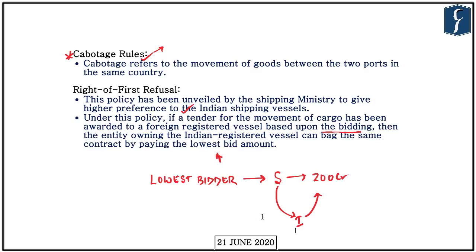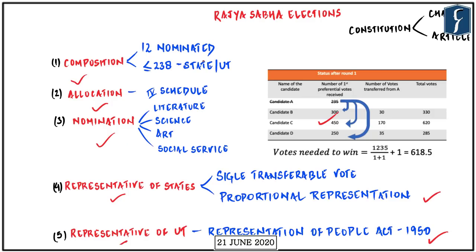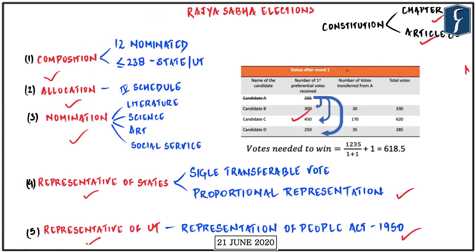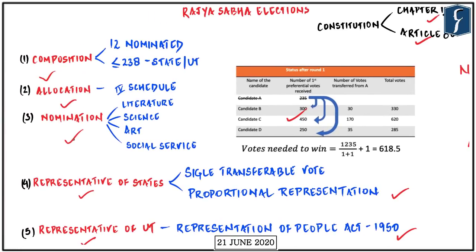Let's now move on to the prelims summary. From the perspective of the prelims examination, it is important to keep in mind that Chapter 2 of Part 5 deals with the Parliament, and Article 80 specifically deals with composition, allocation, nomination and representation from states and UTs in Rajya Sabha. As far as the members are concerned, 12 are nominated and not more than 238 are elected members of states and UTs. The allocation to each state and UT is written in the 4th Schedule of our Constitution.